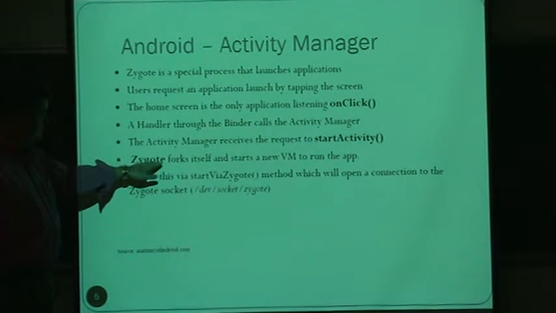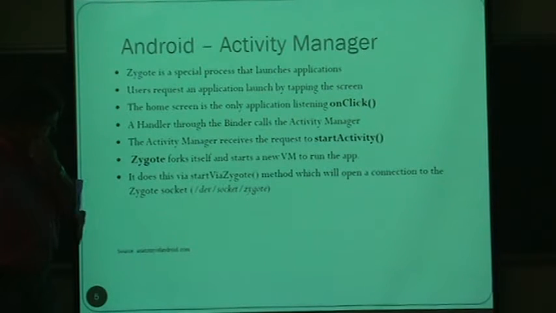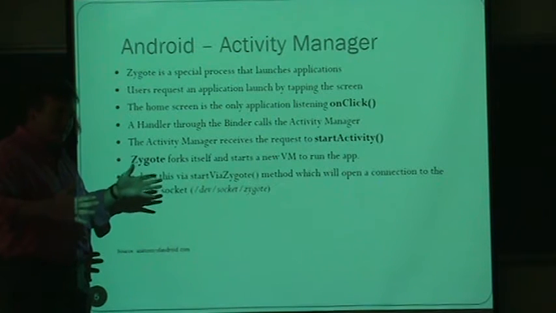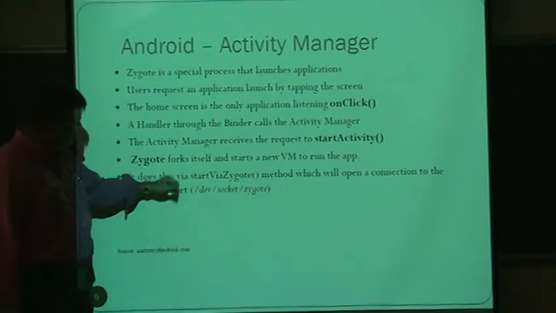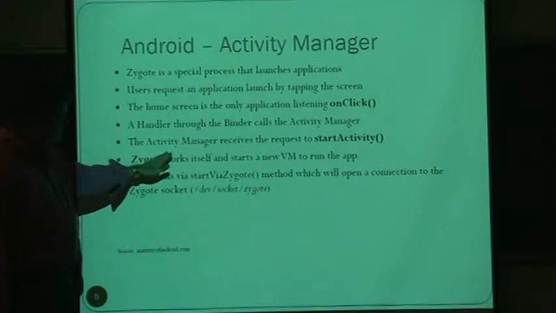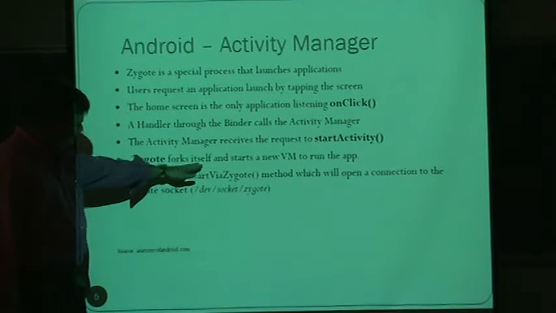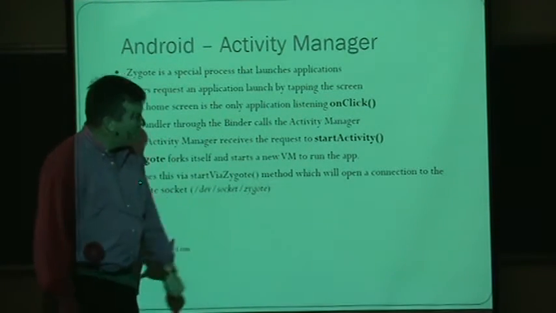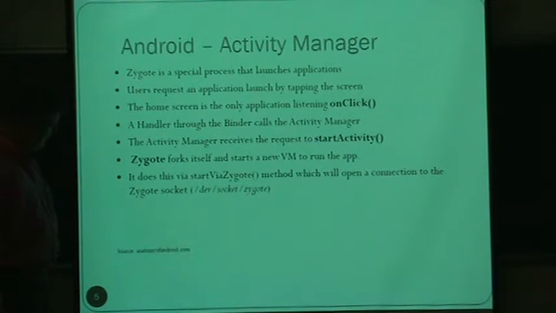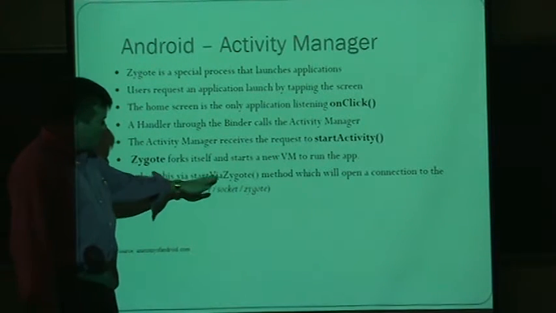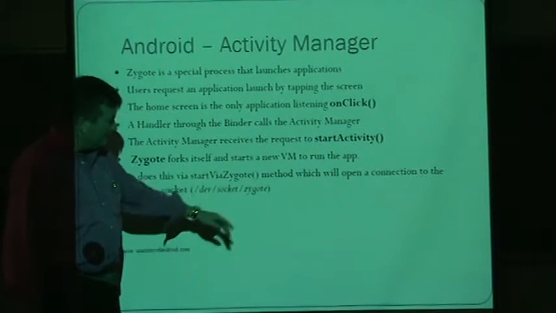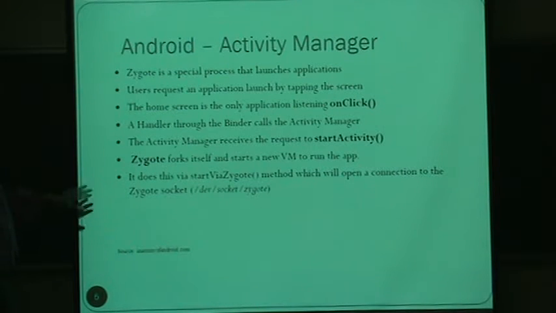And the Zygote, which does a fork. If you remember in Linux, a fork is not where you create a child process like a thread, but you actually make a copy of yourself, which is allowed in Linux. So the Zygote forks itself, you've got to be careful you say that, forks itself, and starts a new virtual machine to run the app. It does this via the start via Zygote method, which is in the socket library that comes with Android, which Android developed on top of Linux.